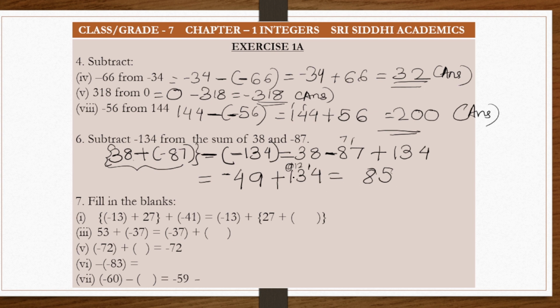So plus 134 is of bigger value, so the positive integer, so the final answer will also be a positive integer. So it is plus 85 or 85. If we write it either way, it's one and the same thing.